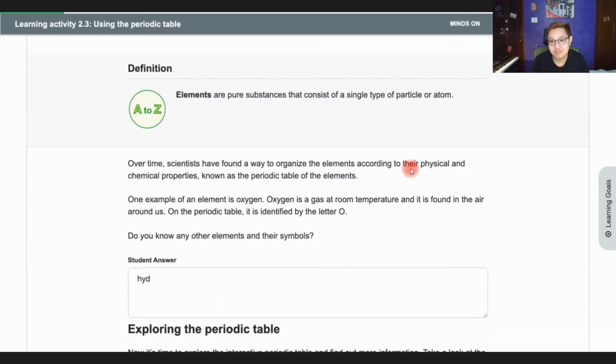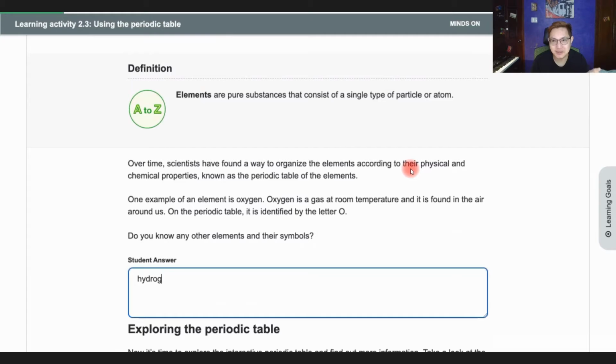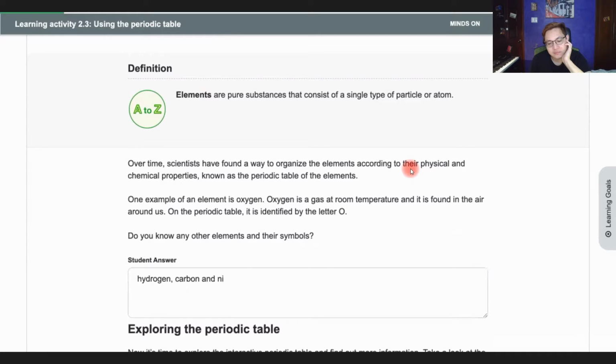Hydrogen, oxygen, chlorine, carbon, nitrogen, something like that. Carbon and nitrogen.